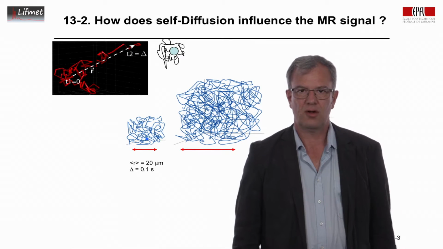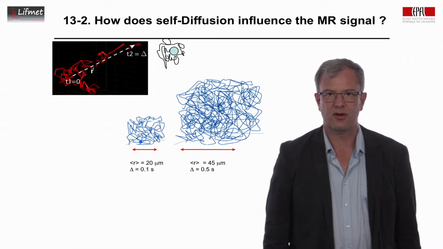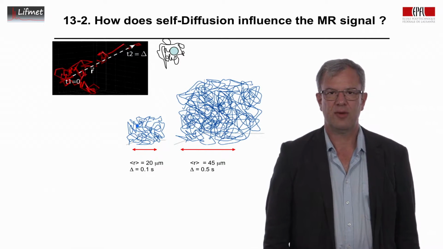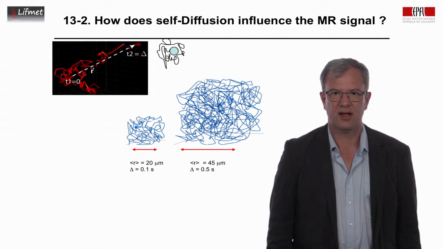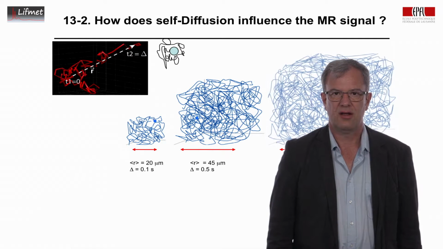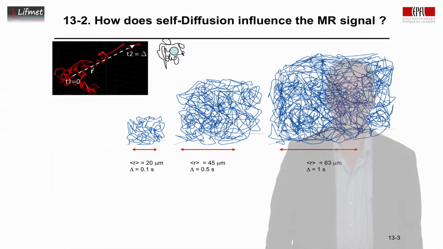If one waits for a longer time, of course, the molecules will diffuse further away, and here we have then a distance of 45 microns if we wait half a second. So the molecules will diffuse further away on average with longer time. And here, if we take an example of 1 second, then the mean displacement is 63 microns, and this gives a larger extent of the motion.